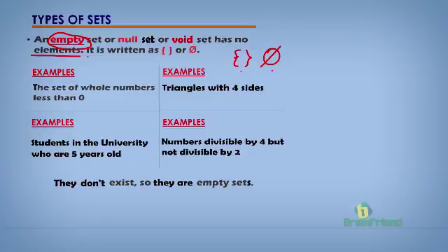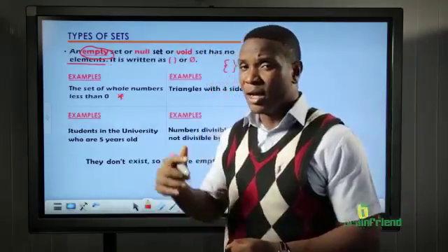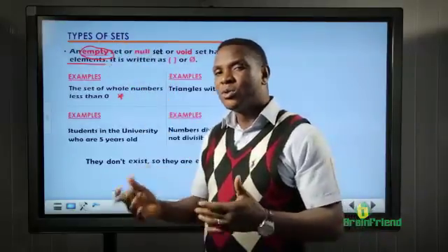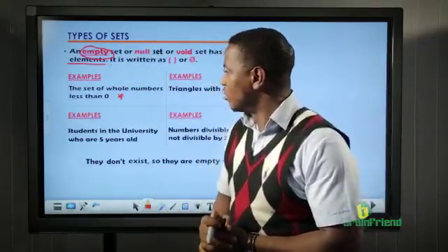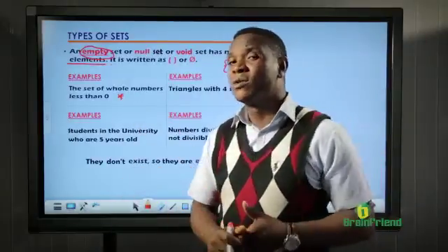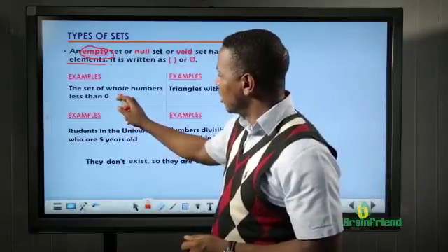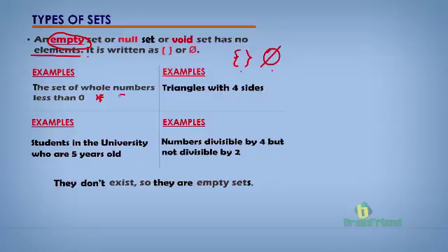Let's take a look at some practical examples. The set of whole numbers less than 0. This is an impractical possibility. There are no whole numbers less than 0. Whole numbers are numbers that are above 0. That is, they are from 1 and above. They are also known as our counting numbers. Whole numbers may also be inclusive of 0, but not less than 0. Therefore, there is no situation like this. We say this set, therefore, is a null set.